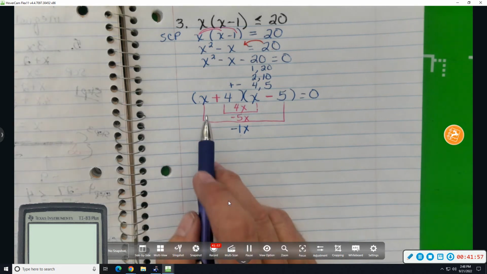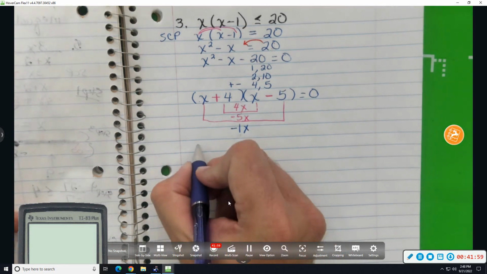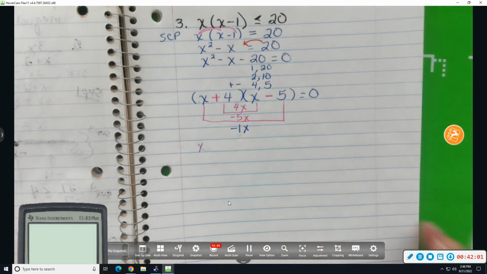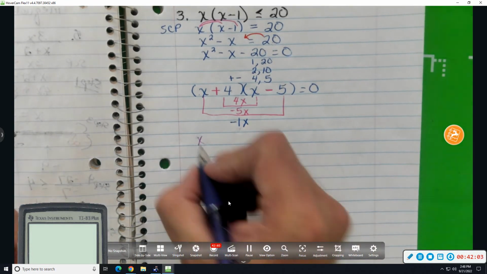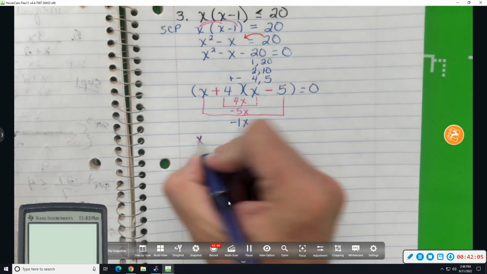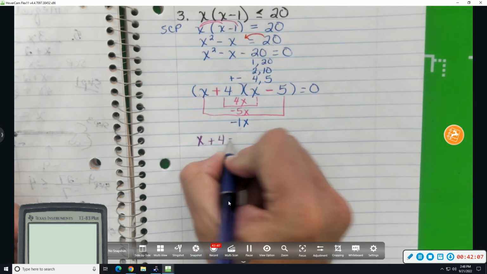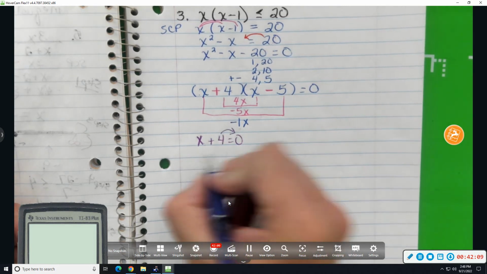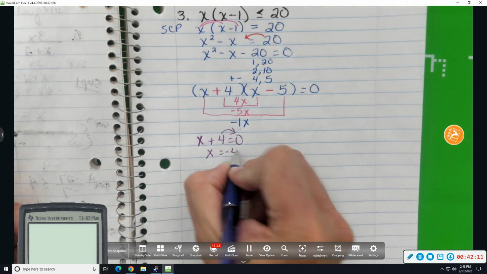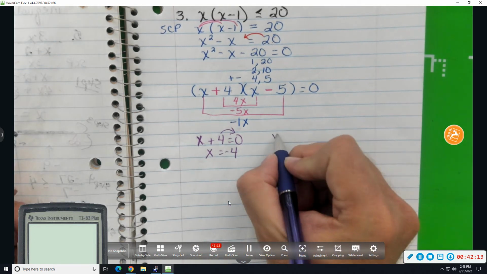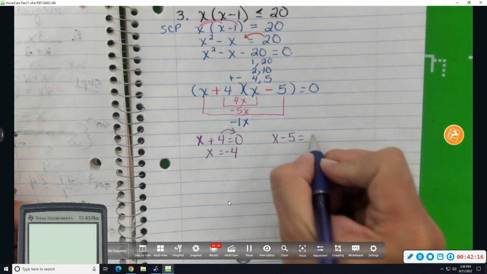Yes. Set each factor to 0 and isolate the x. So, x plus 4 is 0. So we have x equals negative 4. And what's our other cut point? 5?